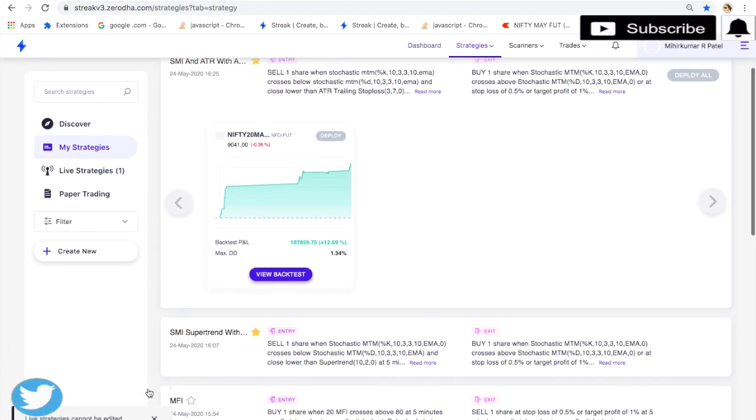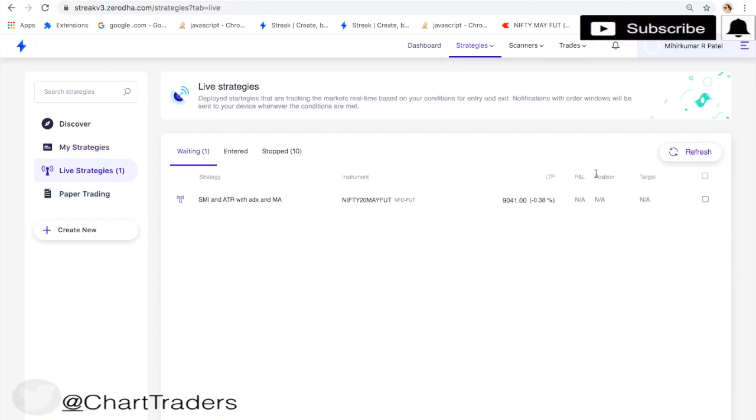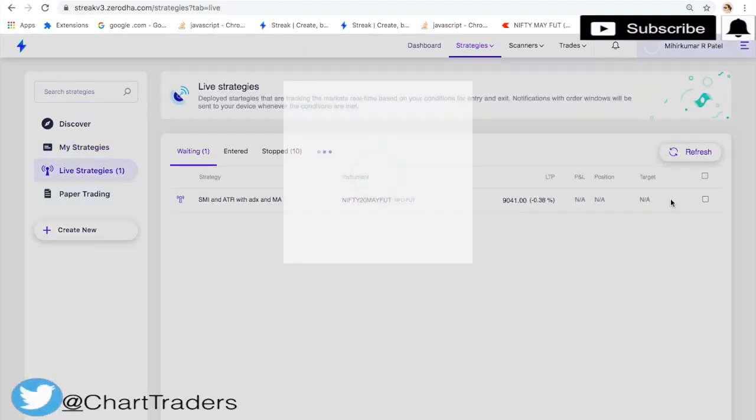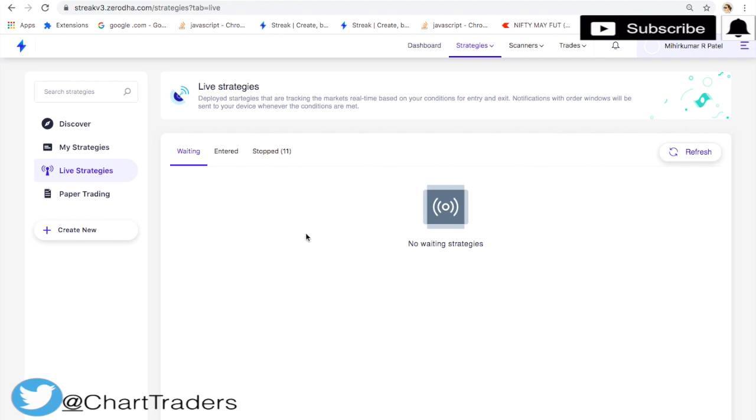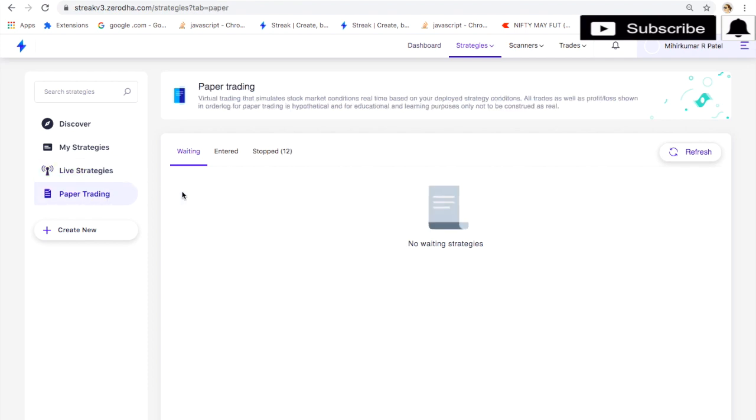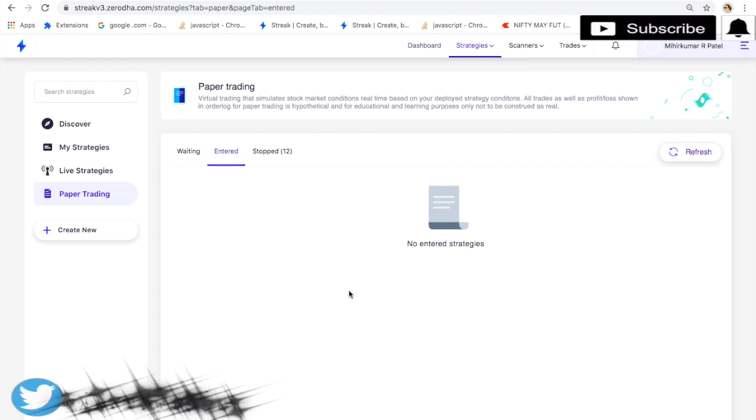Now we have already seen some strategy. Once the strategy is live we cannot change it. So before that, you have to stop here. Once you stop, now you can modify your strategy. When you apply for paper trading, we can see here, once a trade happens, you can see the entry point, buy and sell price, all the stuff here. Waiting means the trigger has not happened. Entered means the trigger happened, you can see here.